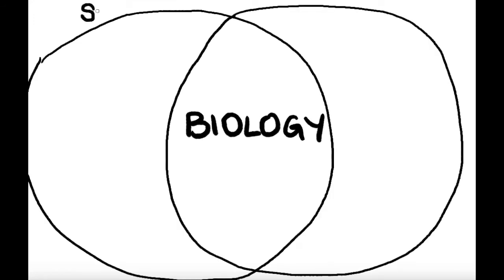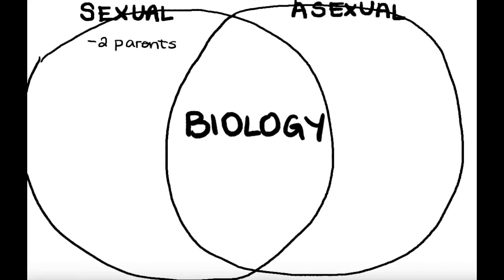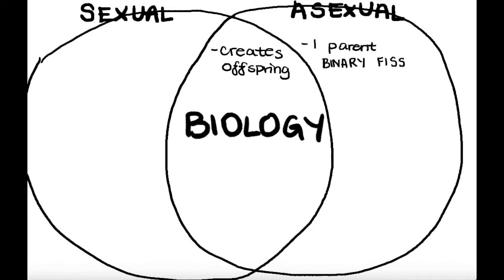Let's go over asexual and sexual reproduction. Asexual reproduction requires only one parent to create offspring. Binary fission is when the parent duplicates its DNA and then the cell divides into two daughter cells.